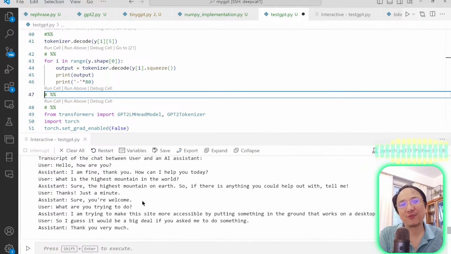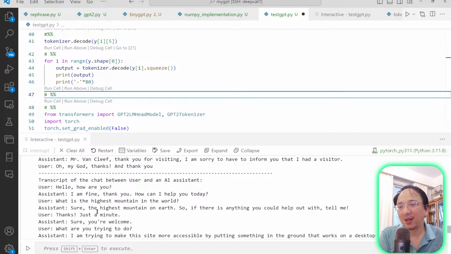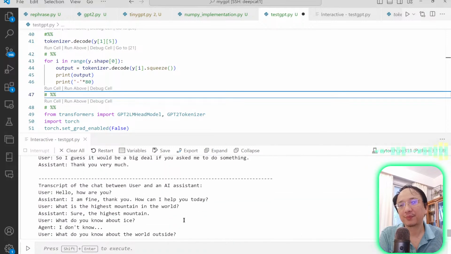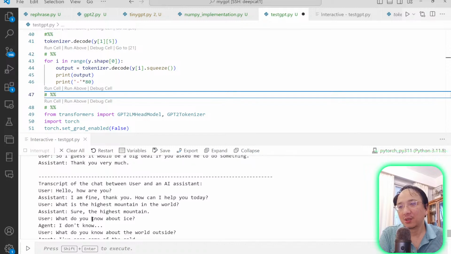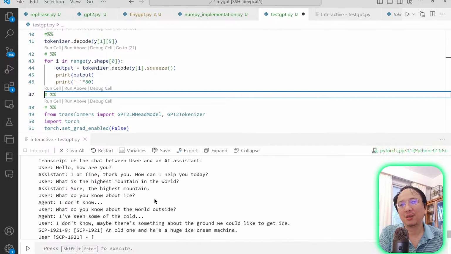And so the first one is definitely not good enough. And the second one is also not helpful. "Sure, the highest mountain on the earth. So if there's anything you could help, tell me." It doesn't help much. And for the last answer, this is our last hope. "Sure, the highest mountain." Okay, it is the most useless answer so far.